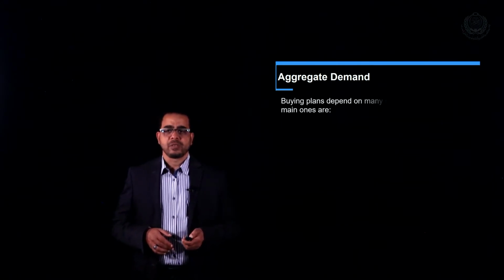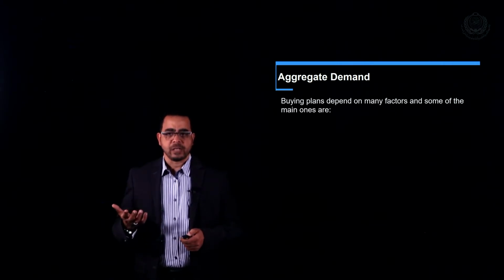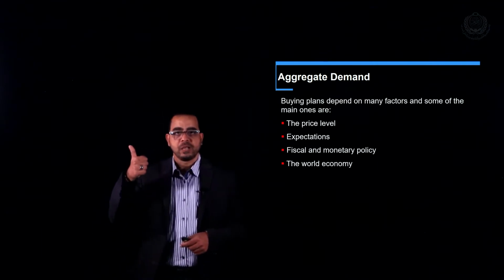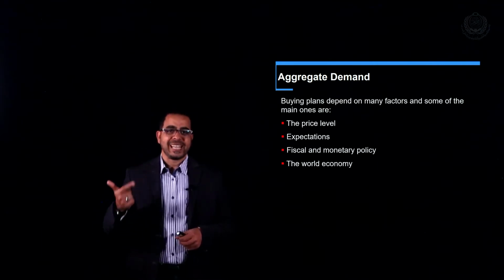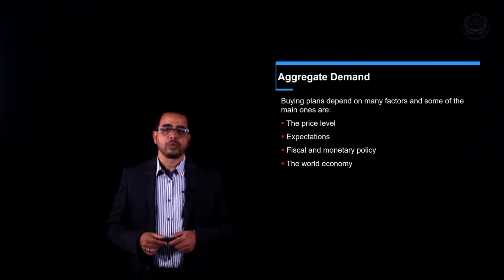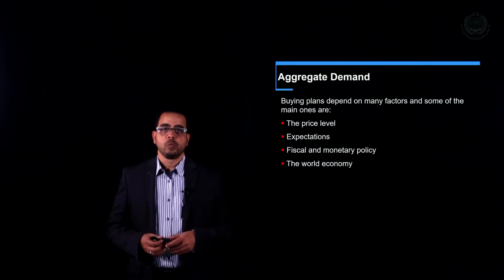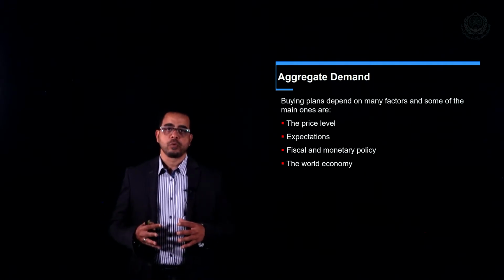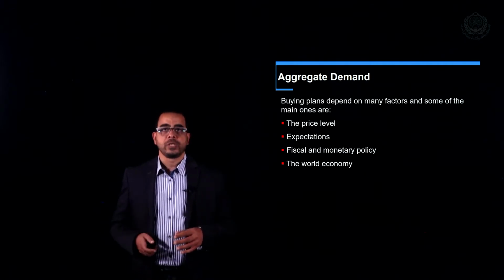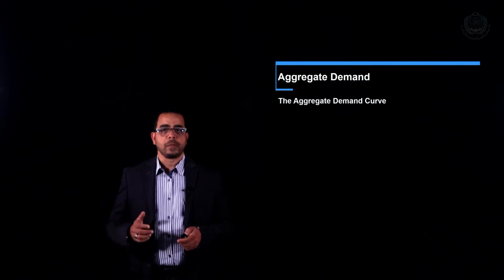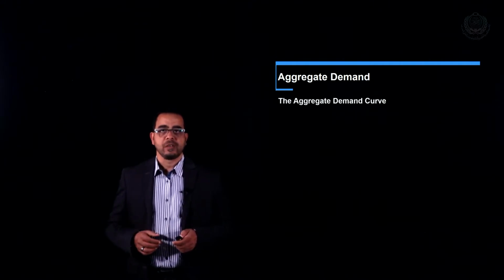What are the factors that may affect the buying plans, the aggregate demand? We will talk about 4 of them: the price level, expectations about inflation and future profit, fiscal policy and monetary policy, which are the tools that the government uses to influence the economy and the changes in the economy around us. So first we're going to talk about aggregate demand and the price level, the buying plans and the price level.